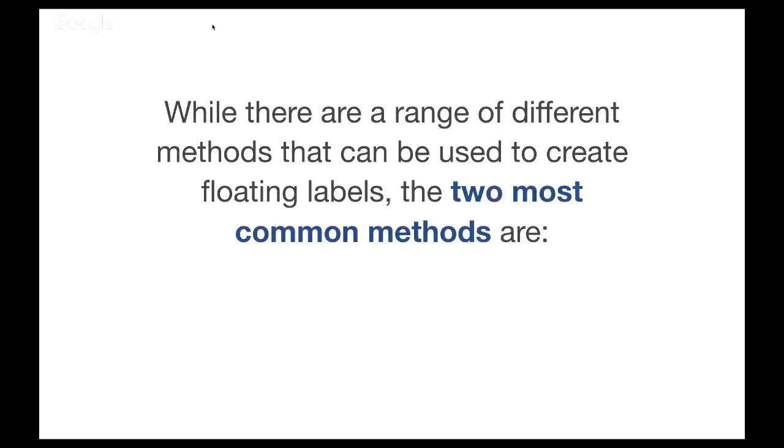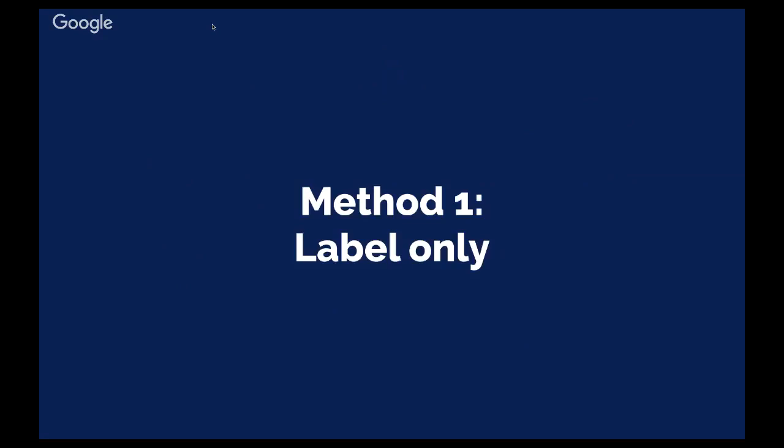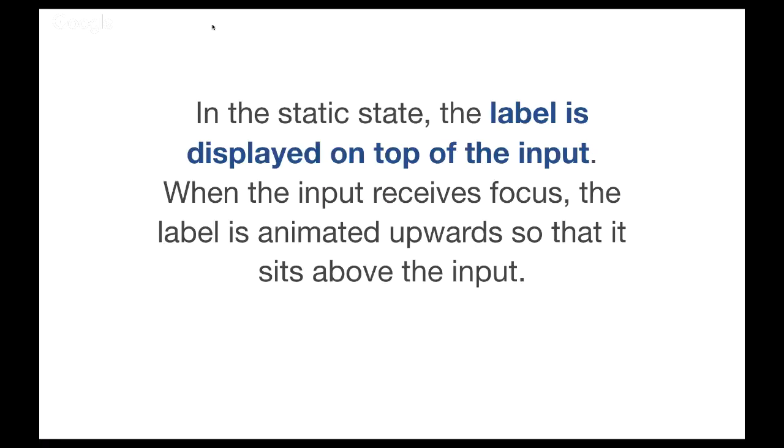So there are two fundamental methods, and I'm going to talk about each of them and break them down a bit for us. So the first method is called the label-only method. And what that does, in the static state, the label's displayed on top of the input, and when the input receives focus, the label's animated upwards.